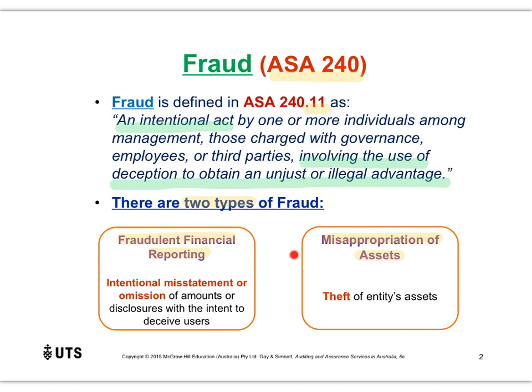Now that's different to the second type of fraud, which is called misappropriation of assets. Misappropriation of assets quite simply refers to theft of the entity's assets. Now that can refer to, for example, stealing cash from the cash register. It can include stealing inventory from the shelves or the warehouse. It can also include stealing information about the company as well. So they are the two different types of fraud. So we have number one, fraudulent financial reporting, which is the manipulation of the information. And number two is misappropriation of assets, which is essentially theft.